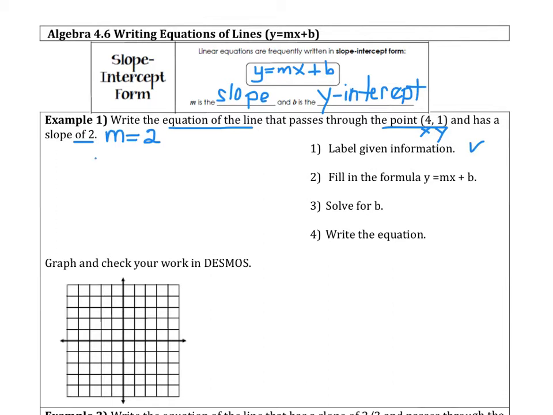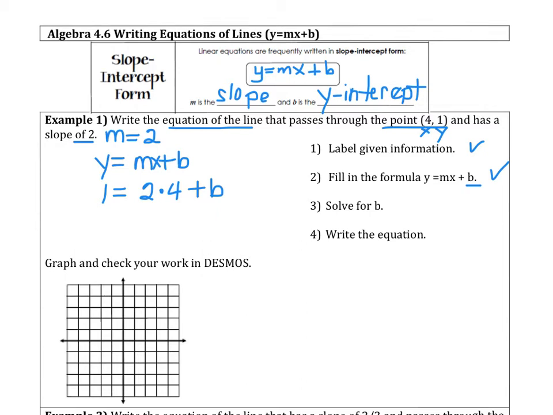Fill in the formula. y equals mx plus b. What do we know so far? We know that we have a y value of 1. We know the slope is 2. We know the x value is 4. We don't know the y-intercept, so we're going to leave b as the missing variable.